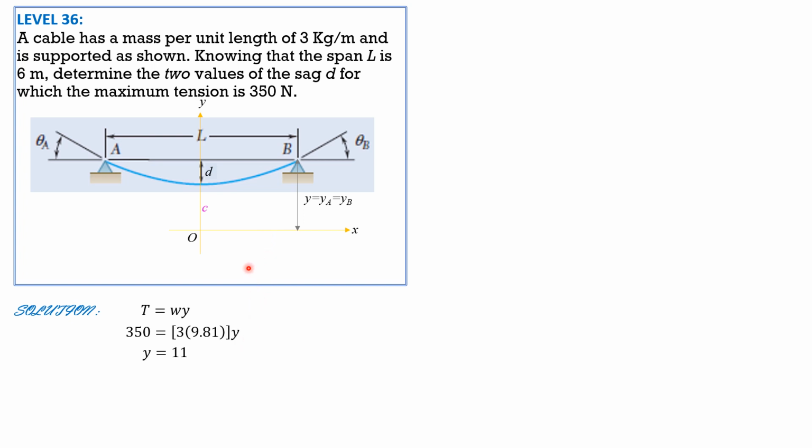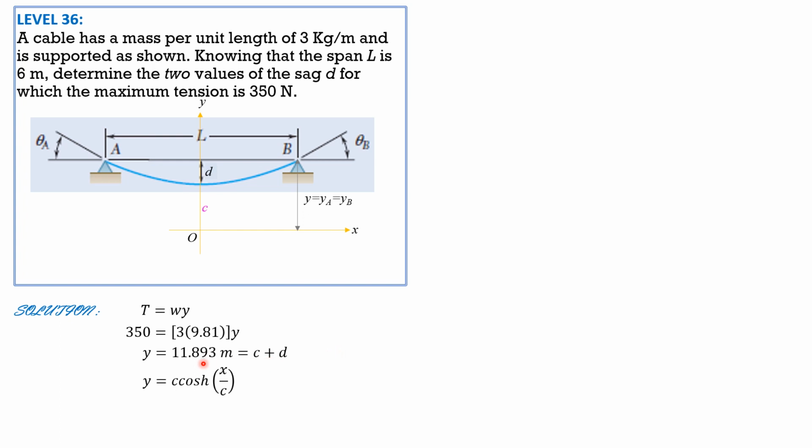So solving for Y, Y is 11.893 meters equals C plus D. And the formula for Y is also C cosine hyperbolic of X over C, the equation of the catenary, where X is by symmetry half of 6, which is 3 meters. So XB equals XA equals 3 meters. So Y equals C cosine hyperbolic of X over C.